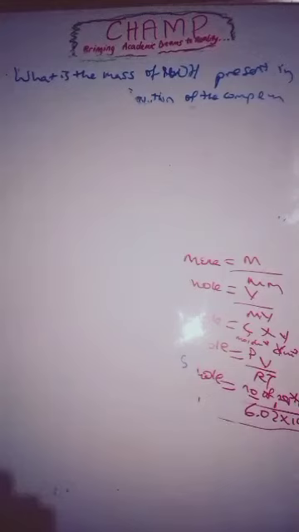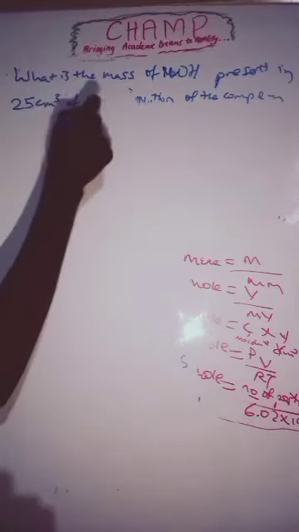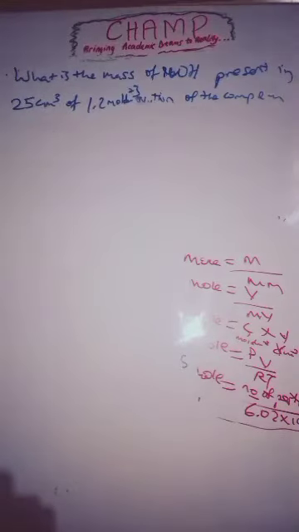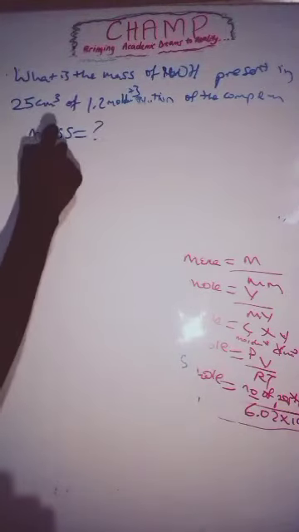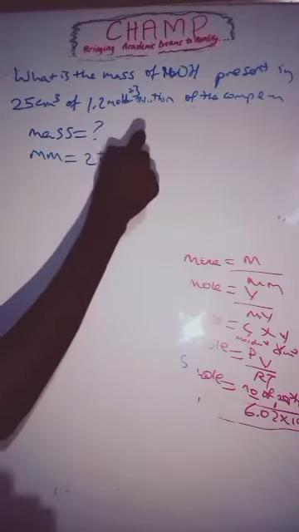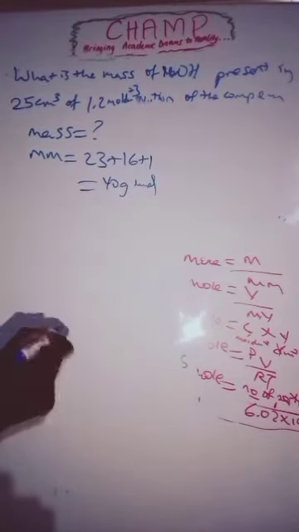present in 25 centimeter cube of 1.2 mole per dm cube solution of the compound? Yeah, so we are looking for mass. Let's get the molar mass. Molar mass is what? NaOH, 23 plus 16 plus 1. That's 40 gram per mole.